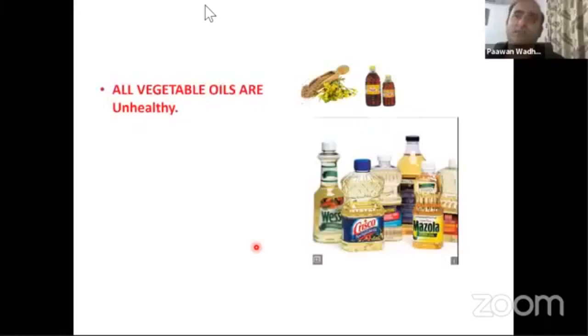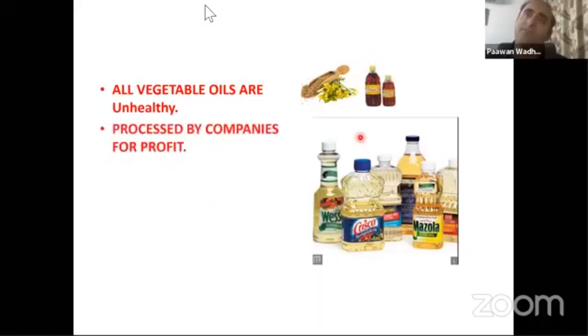All vegetable oils, see, all these oils are never made in nature naturally. They are all made by industries. So these vegetable oils are also unhealthy. These are not plant-based. This is a business, and nature never made them. Processed by companies for profit. No oil grows in nature.